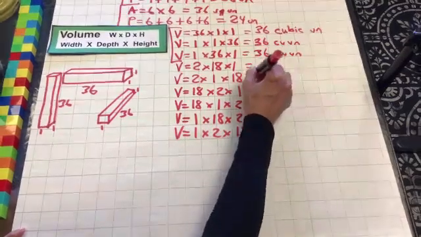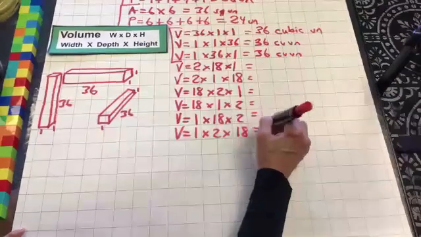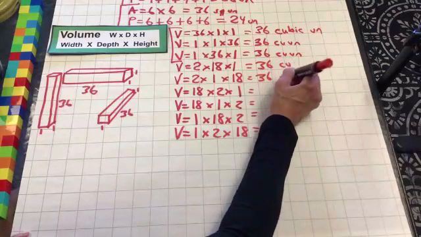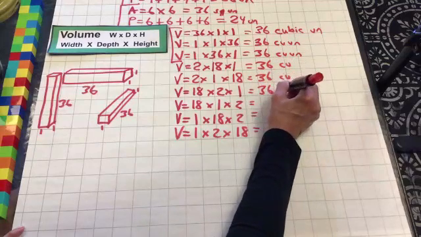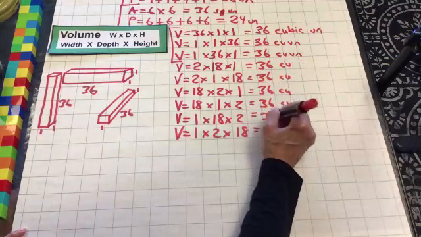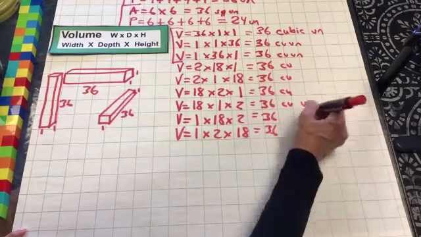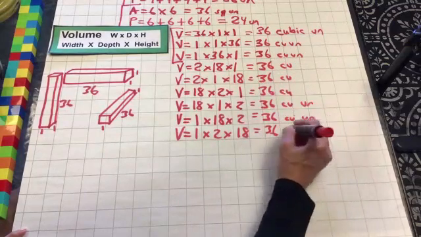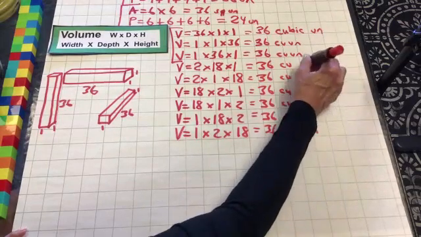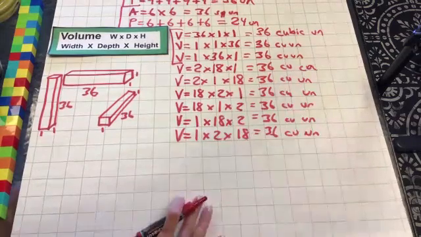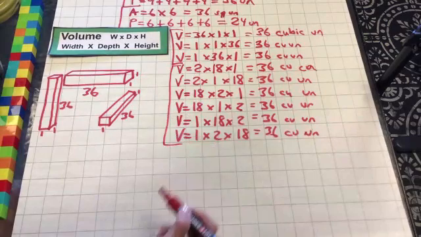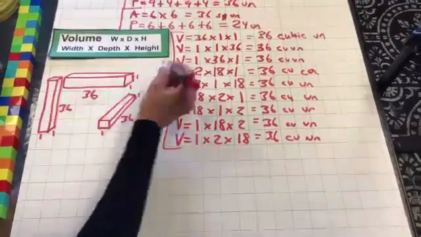And all of these equal 36 cubic units. So we can actually calculate all the different ones before we draw them. So this factor family has 6 different ways we can draw. So let's start off with this one. So we did all these.